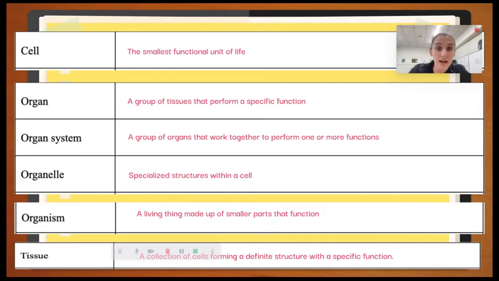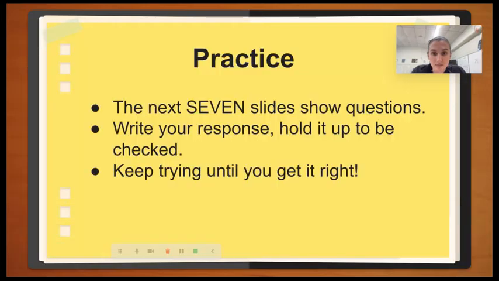At this point in time, what I would like for you to do is to take out a blank sheet of paper, and we are going to practice what we just learned. I'm going to give you 7 practice problems. You're going to write down the answers on your piece of paper.